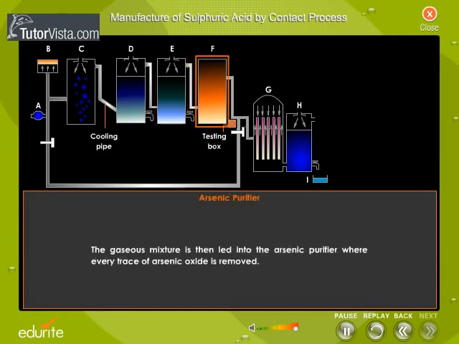Arsenic purifier. The gaseous mixture is then led into the arsenic purifier where every trace of arsenic oxide is removed.